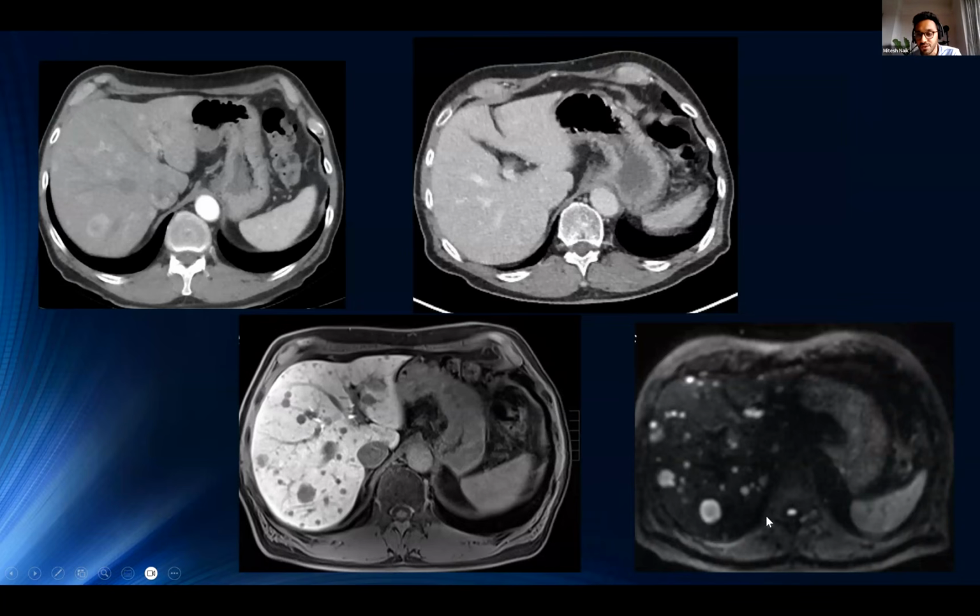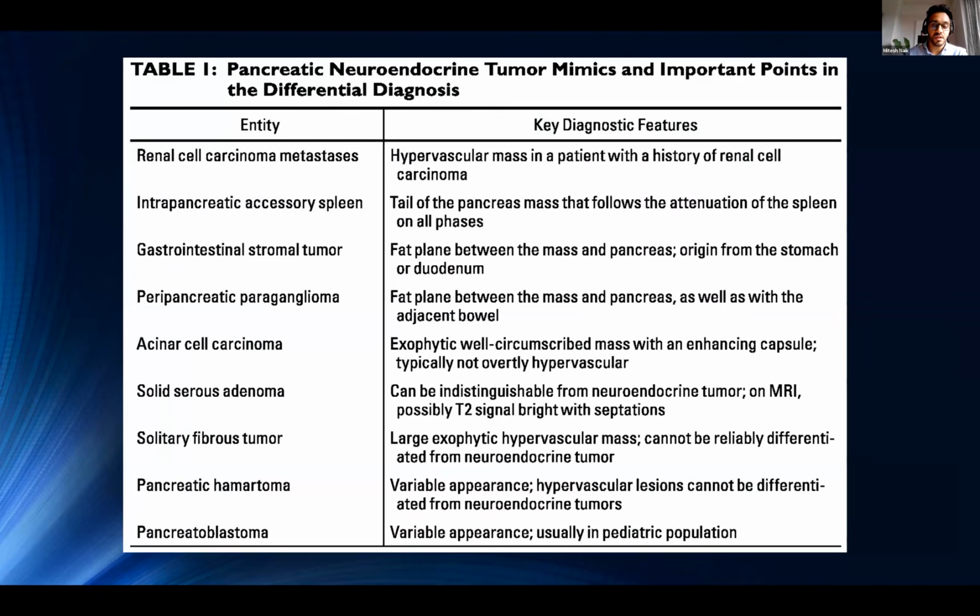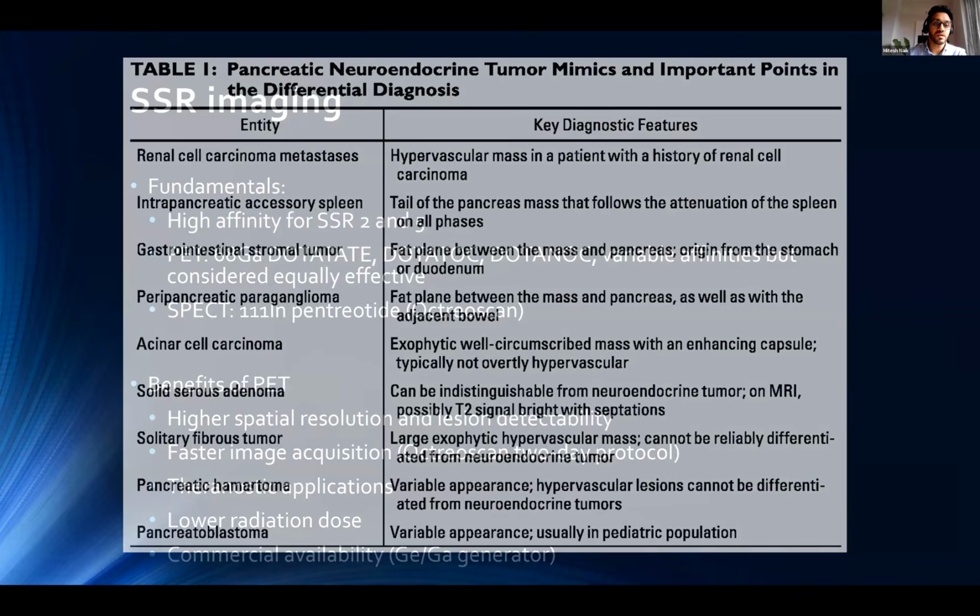On the bottom right, we have diffusion weighted imaging. So this is a DWI. There's normally a corresponding ADC, but on the DWI, these appear as hyperintense, so bright foci, and this is one of the best sequences to evaluate for liver metastases. We've already described some of the pancreatic neuroendocrine tumor mimics, but just to mention, there are several more as well.